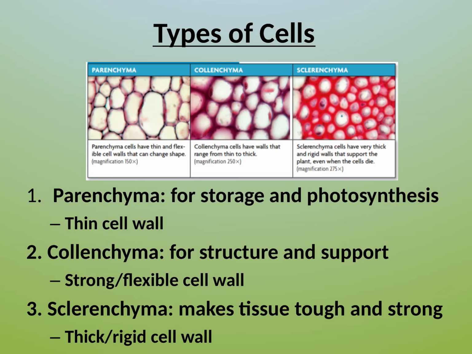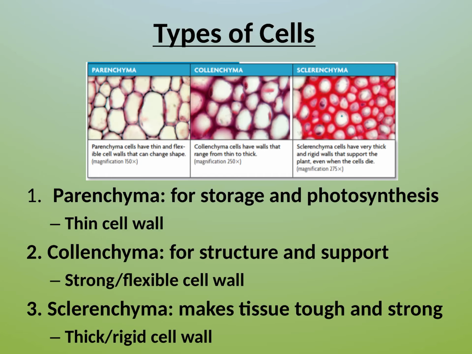Number two, in the middle for those pictures, we have collenchyma. Collenchyma. These are used for structure and support. They have strong but flexible cell walls. Right? So they're strong, but they can still bend and move. That's what being flexible means, right? Last, on the right, we have sclerenchyma. Sclerenchyma. Right? This makes tissues tough and strong, so they have very thick, rigid cell walls. Right? Thick and rigid. Rigid means it doesn't move, doesn't bend. Like a brick wall is rigid. Doesn't move, doesn't bend. It's just there.